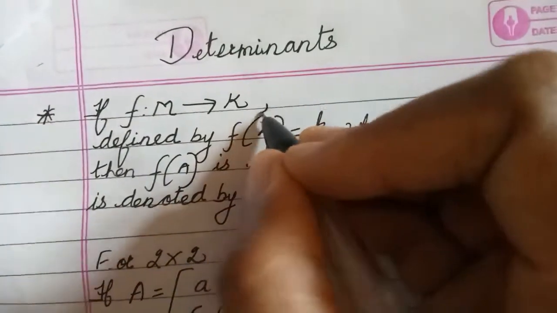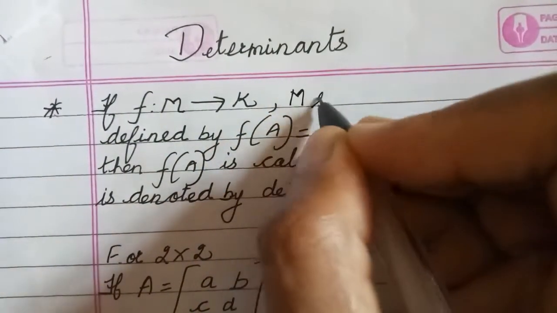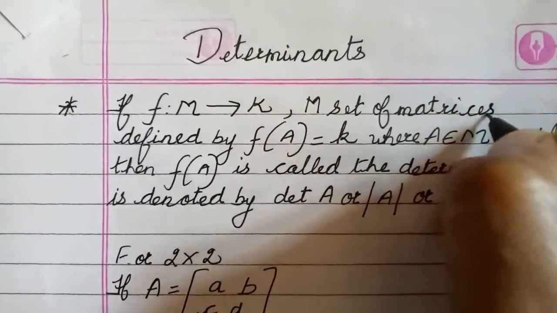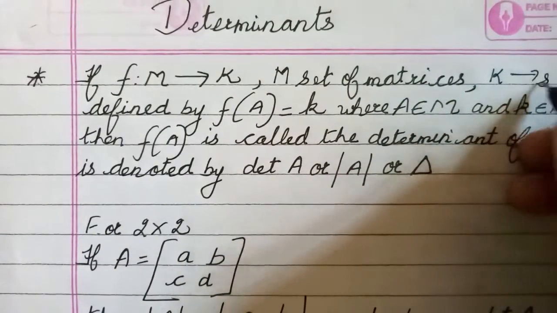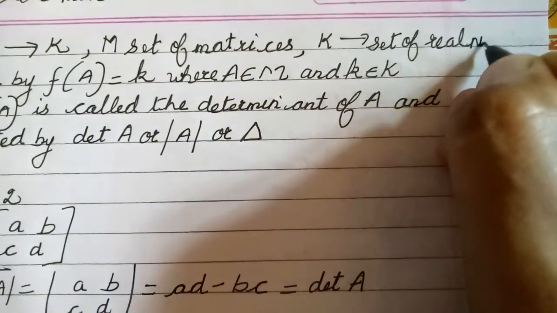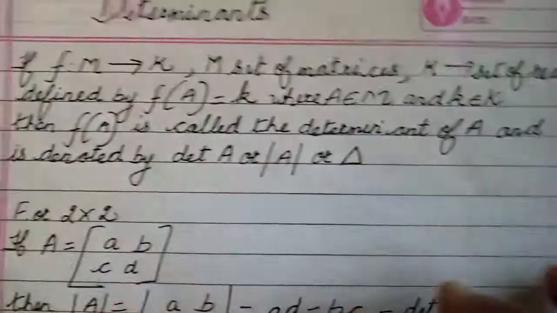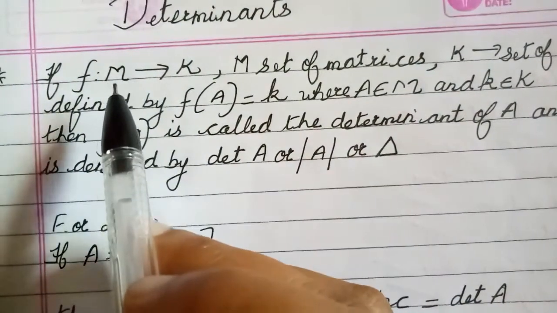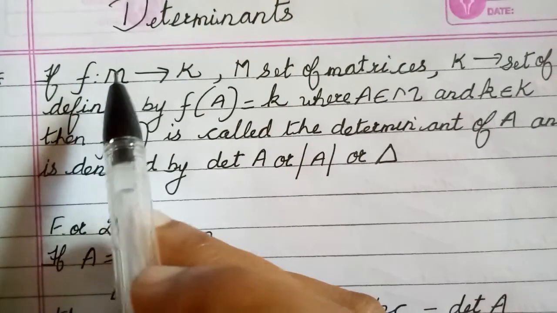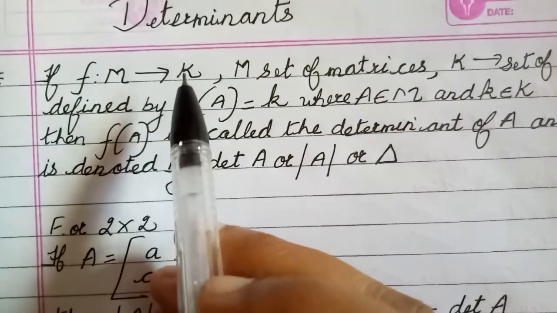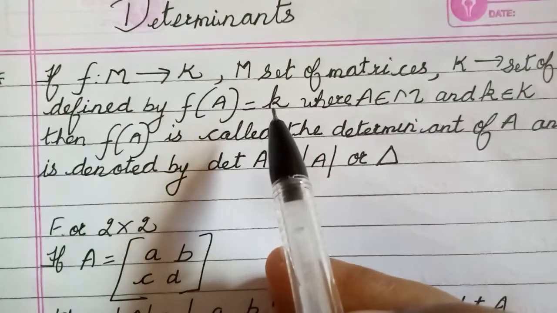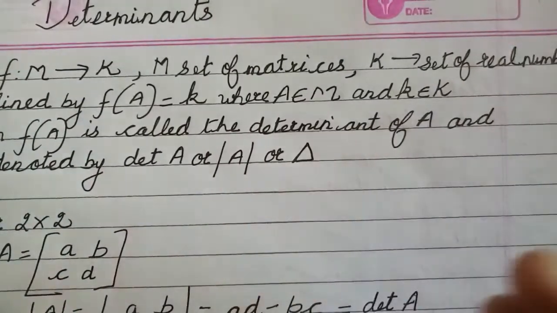Now what is M here, children? This is a function. M is nothing but the set of matrices. What is K? K is nothing but the set of real numbers. So what is happening here, children? All those functions which are mapping matrices to some real number k, where K is the set of real numbers, then that value f of A is equal to that real number, and it is called the determinant of A.